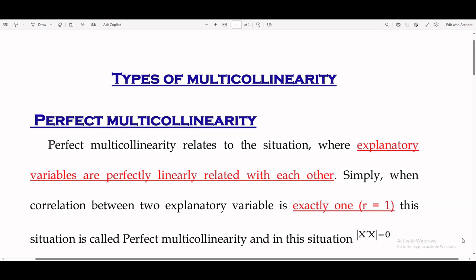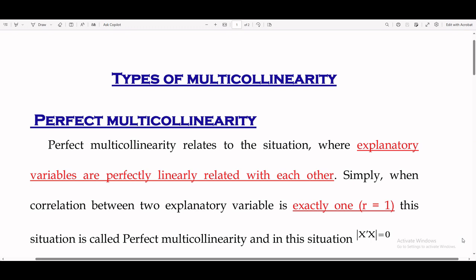In this video, we discuss types of multicollinearity. There are two types: perfect multicollinearity, and high or low multicollinearity. What is perfect multicollinearity? Suppose you have a regression model y is equal to alpha plus beta 1 x1 plus beta 2 x2 plus error term. Your independent variables are x1 and x2.